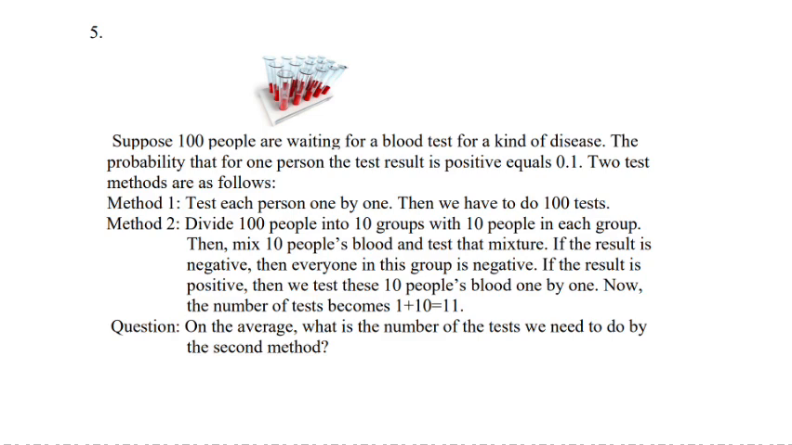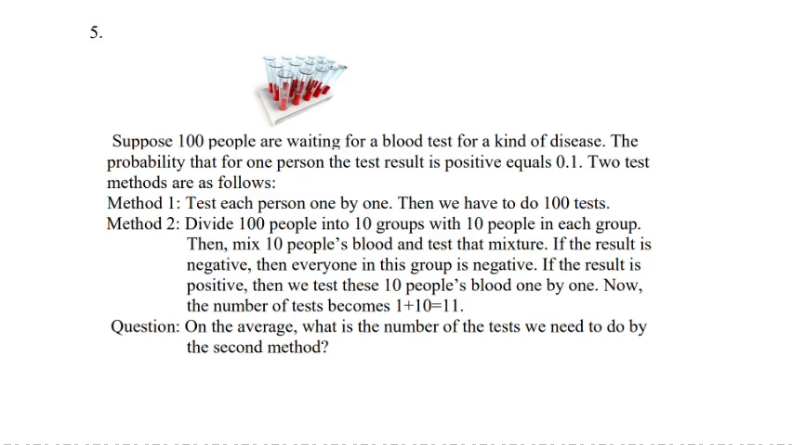Suppose 100 people are waiting for a blood test for a kind of disease. The probability that for one person the test result is positive equals 0.1. Two test methods are as follows. Method 1. Test each person one by one. Then we have to do 100 tests.